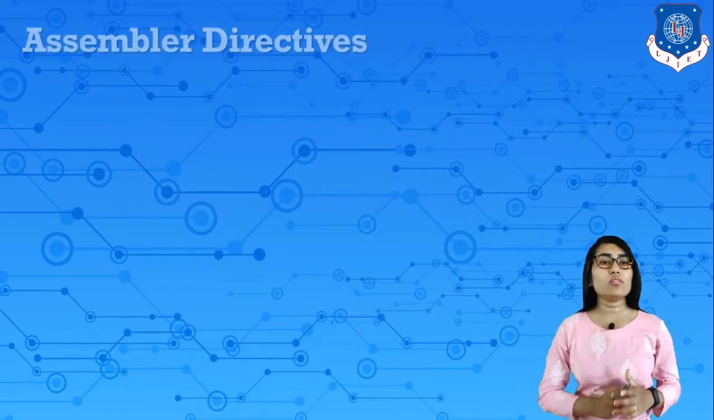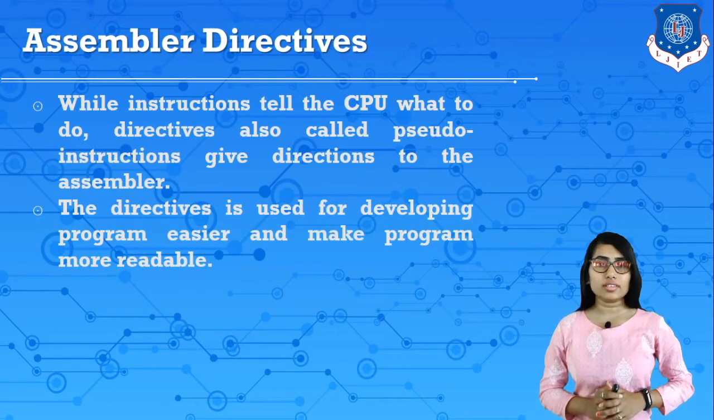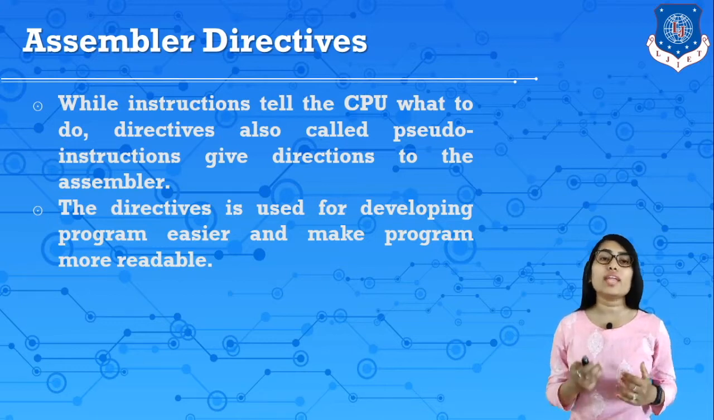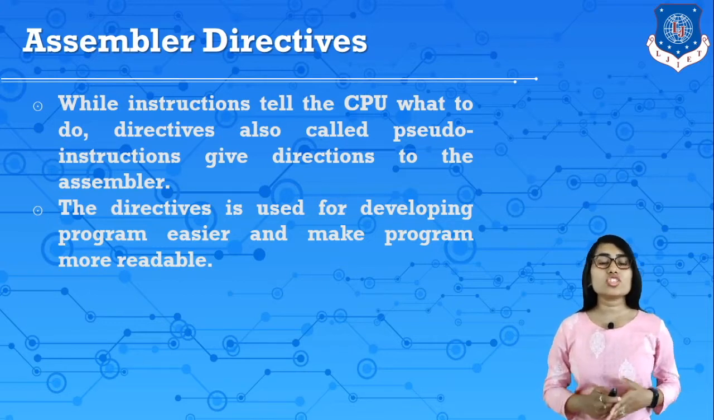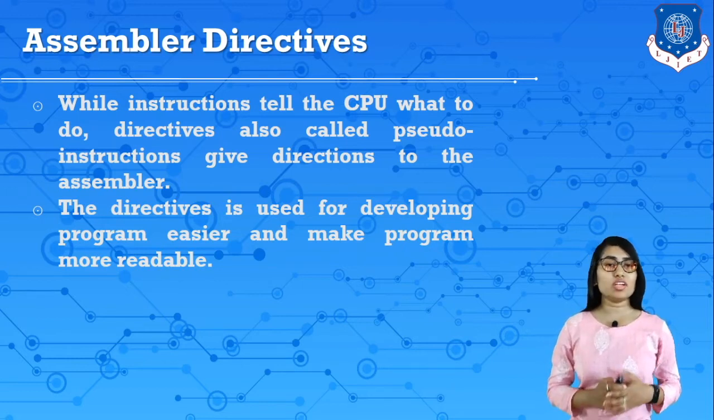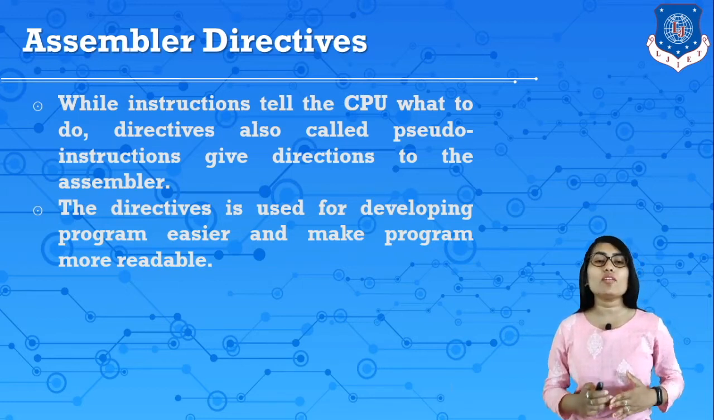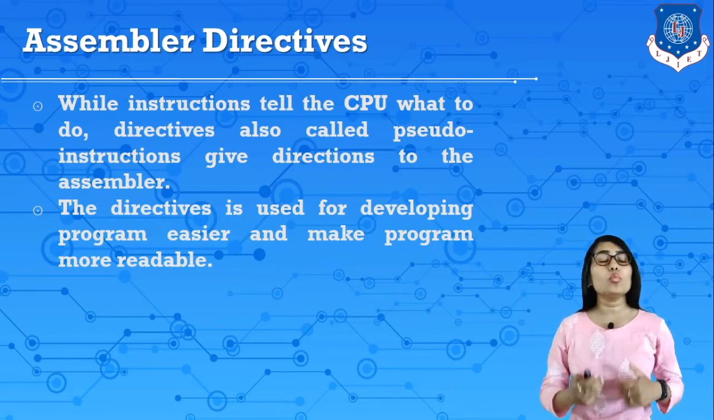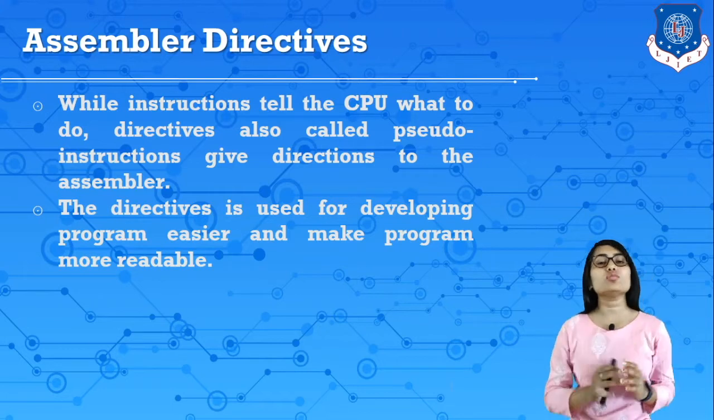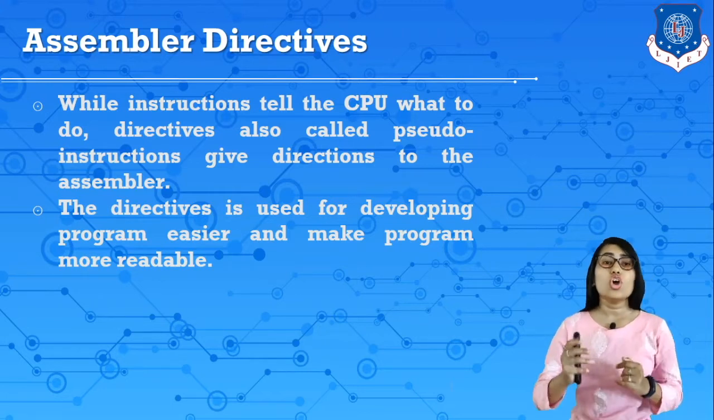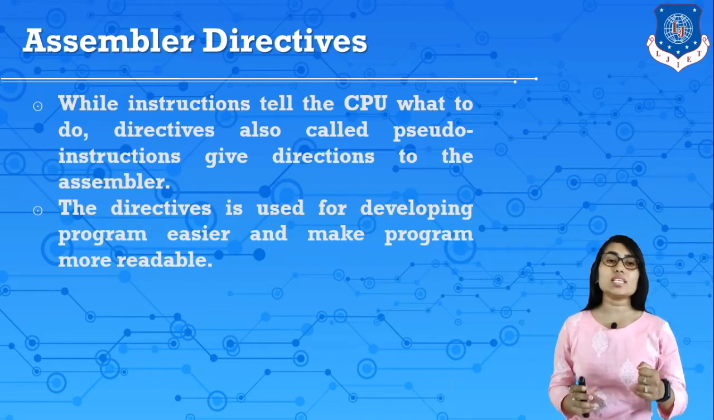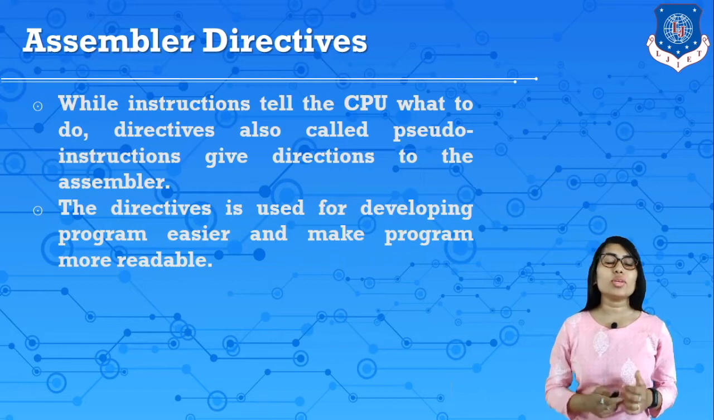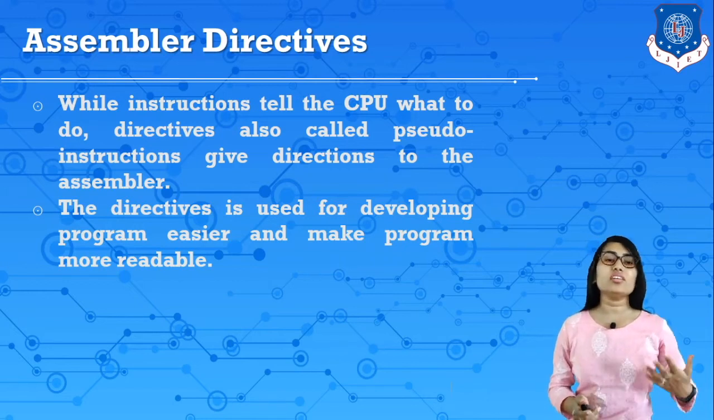Next we have assembler directives. While an instruction tells the CPU what to do, directives, also called pseudo instructions, give direction to the assembler. Directives are used to make developing the program easier and make our program more readable. Assembler directives are pseudo instructions which give a command to the assembler, not to the processor.